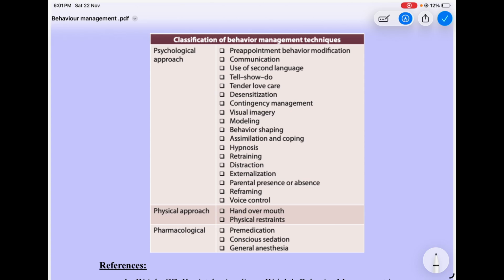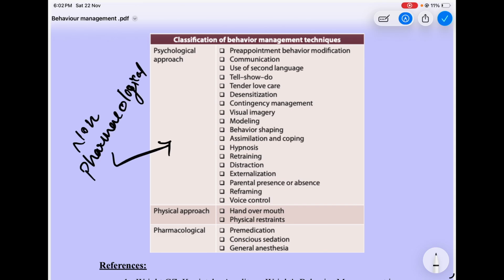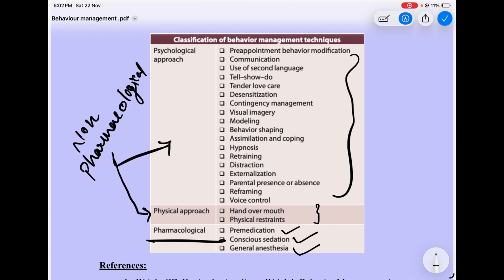Till now we saw the classification of behavior. Now this is the classification of behavior management techniques. Basically two types of behavior management techniques: non-pharmacological and pharmacological. In non-pharmacological there is a psychological approach and a physical approach. The psychological approach includes these techniques and the physical approach includes these two techniques. And then pharmacological includes premedication, conscious sedation and general anesthesia.